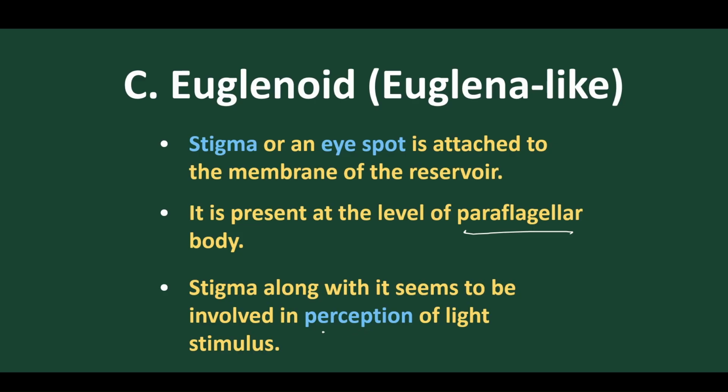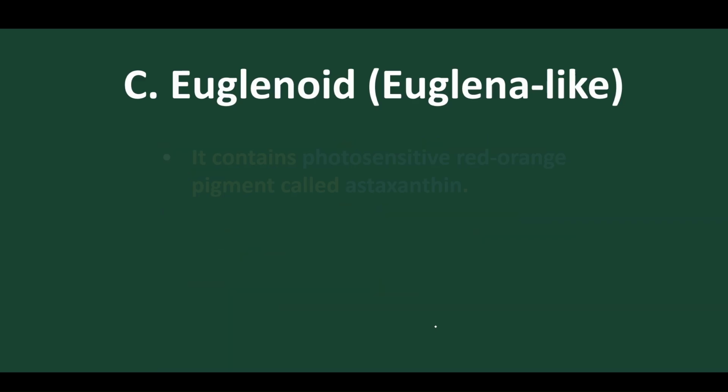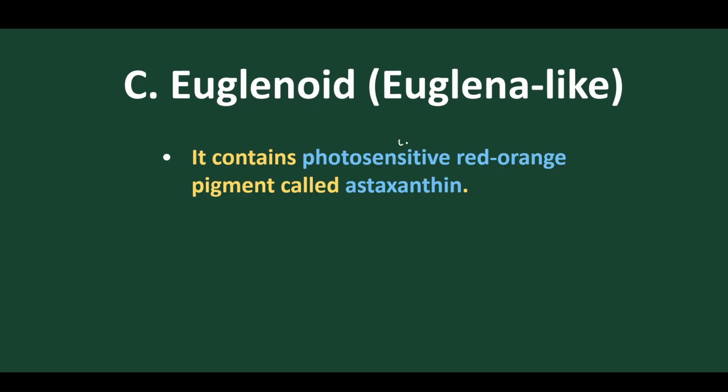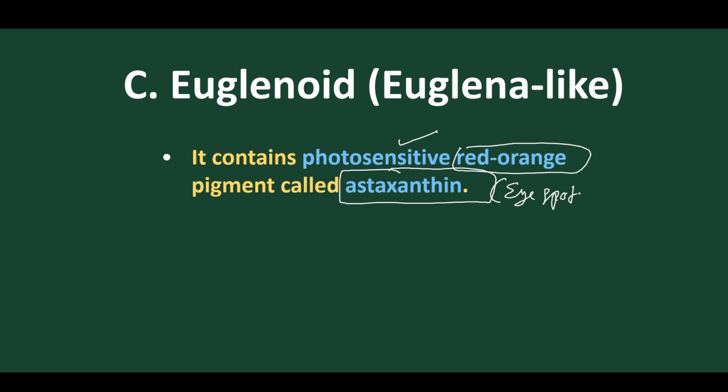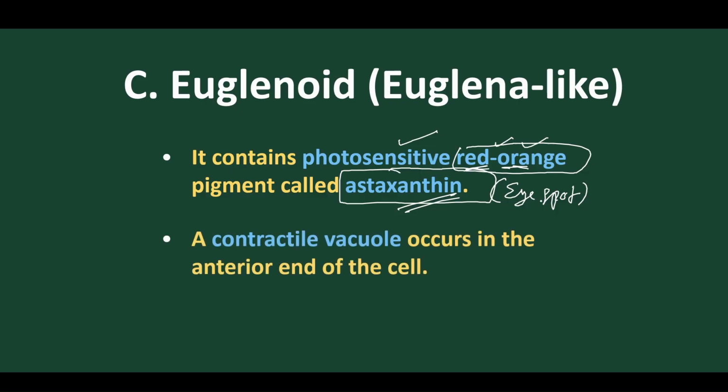The stigma seems to be light sensitive, involved in the perception of light and light stimulus. It is photosensitive to red and orange light, and it contains a pigment called astaxanthin. Astaxanthin is the pigment present in the eye spot, and this pigment is very sensitive to red and orange light. That wavelength is sensed only due to this pigment present in the eye spot, which is highly photosensitive in nature.